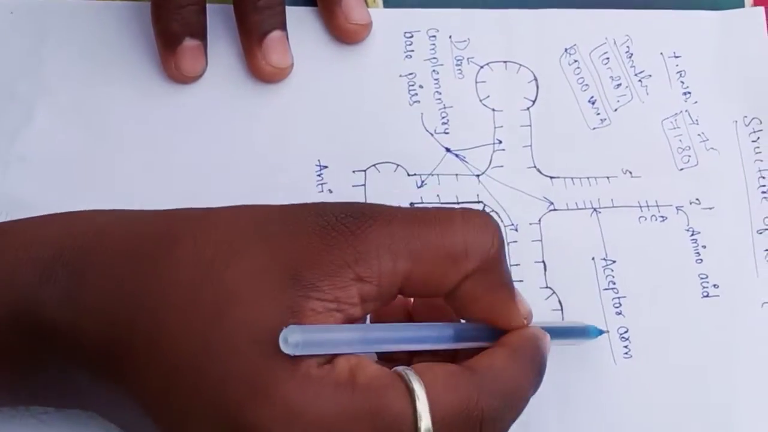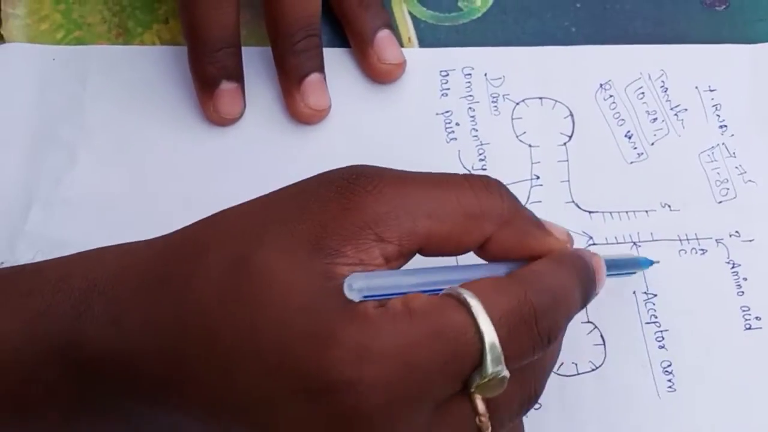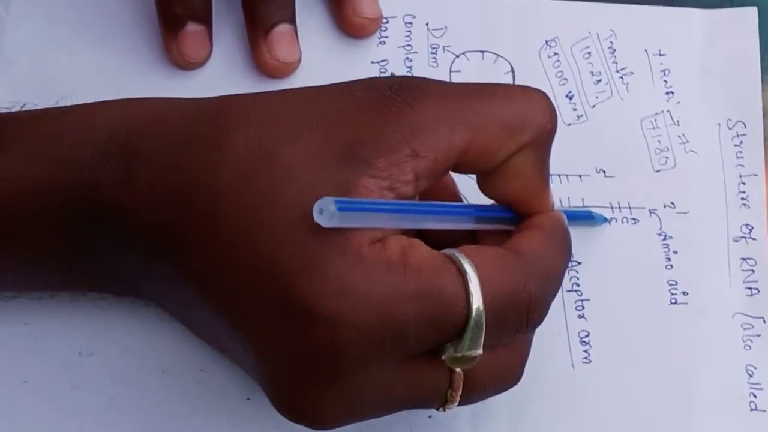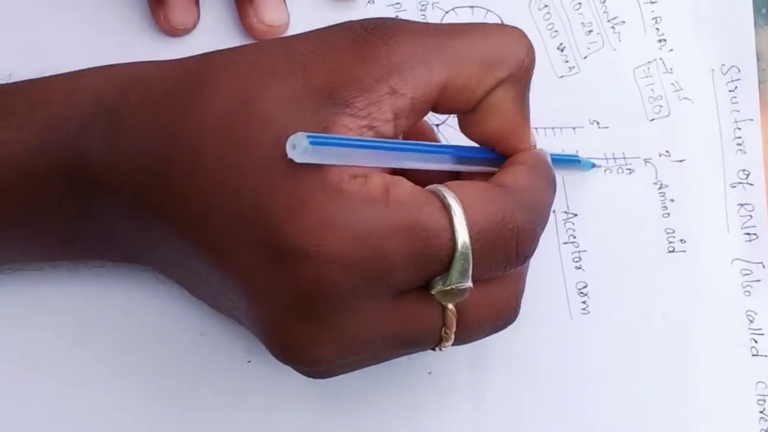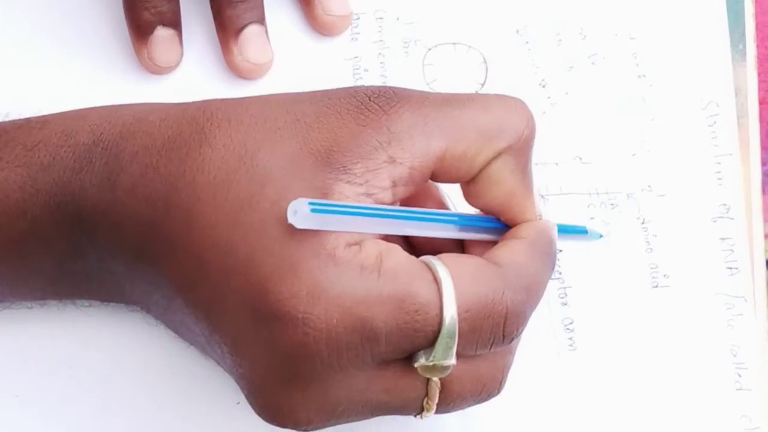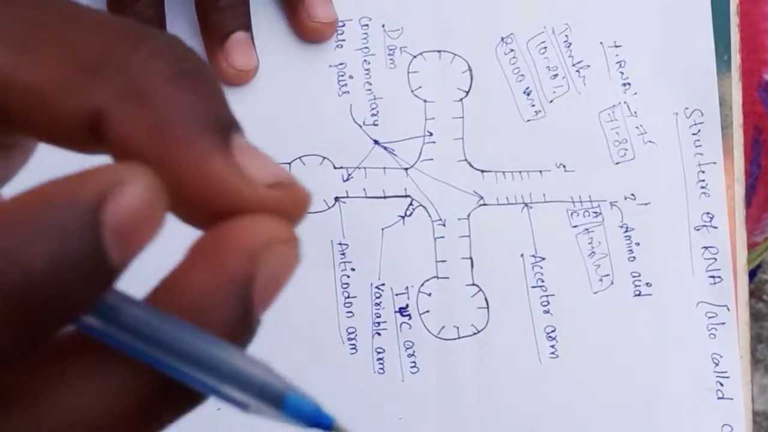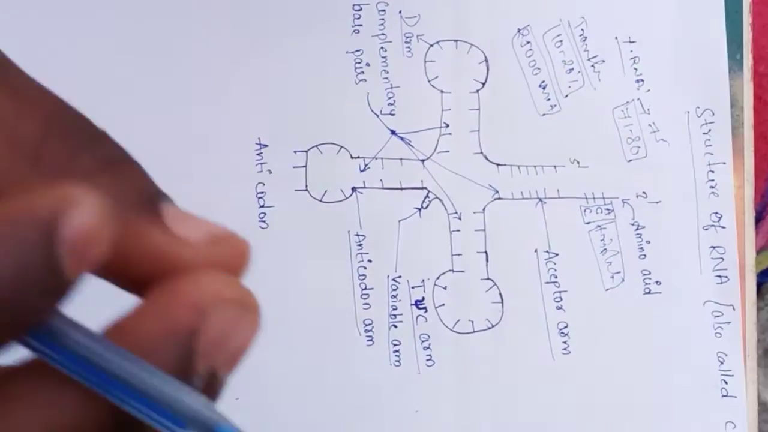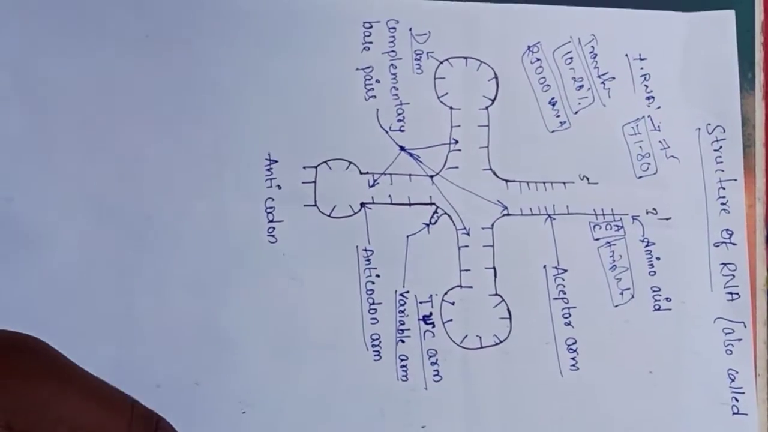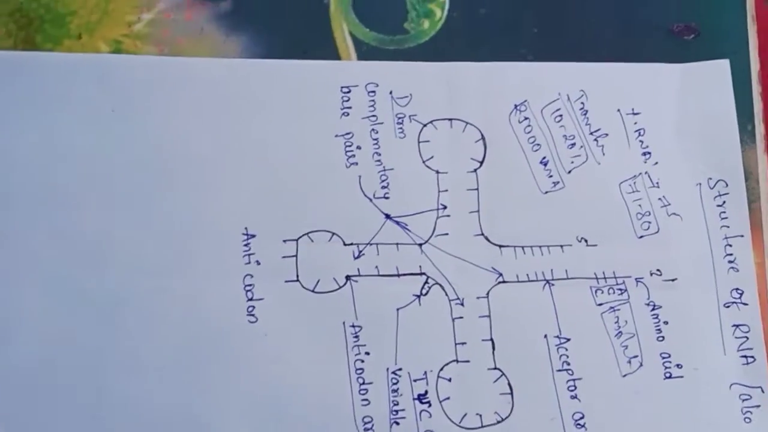What is the acceptor arm? The acceptor arm contains the ACC. It is called a triplet codon. Each and every triplet codon contains genetic information. The genetic information is stored in each and every triplet codon. Without a triplet codon, there is no genetic information.